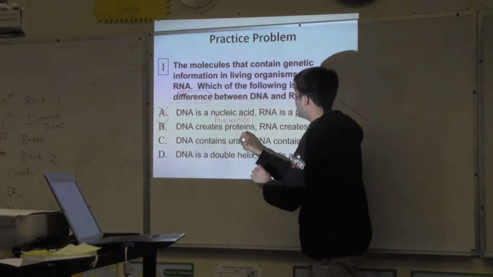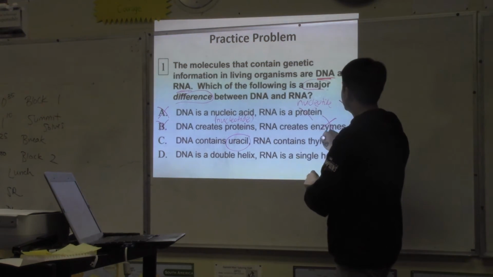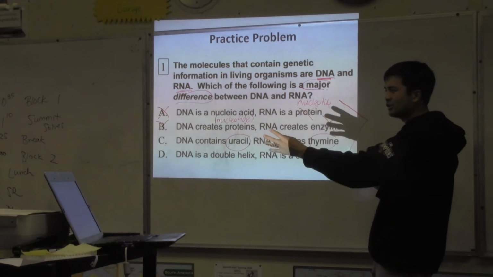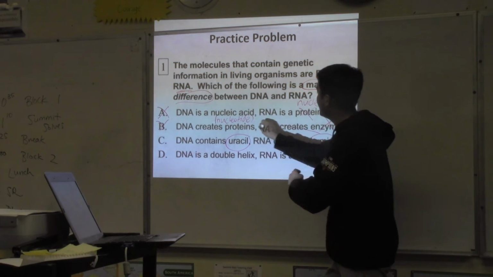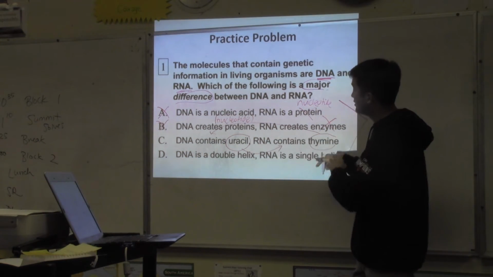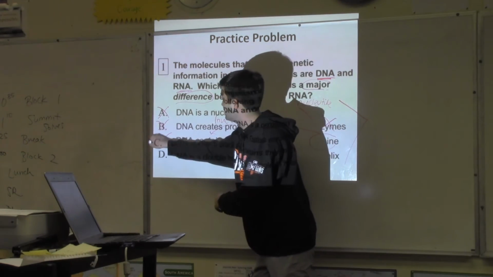DNA contains uracil, RNA contains thymine. This seems like it might be familiar, but I think it's actually the other way around. I think DNA contains thymine and RNA contains uracil. So this is like a trick answer. So make sure you eliminate this choice because that one's not the right answer.